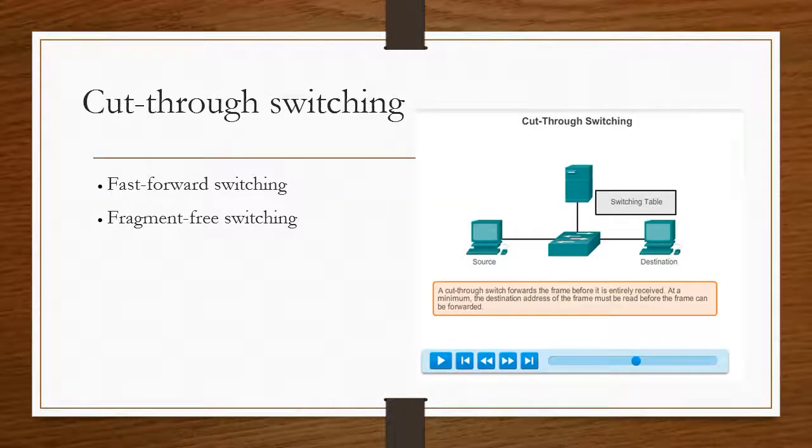There are two variants of cut-through switching. The first one is fast-forward switching, which offers the lowest level of latency. Fast-forward switching immediately forwards a packet after reading the destination address. Because fast-forward switching starts forwarding before the entire packet has been received, there may be times when packets are relayed with errors. The other one is fragment-free switching. This switch stores the first 64 bytes of the frame before forwarding. Fragment-free switching can be viewed as a compromise between store-and-forward switching and fast-forward switching.